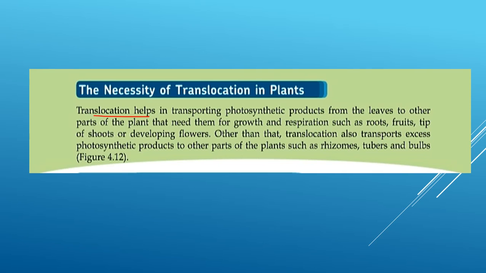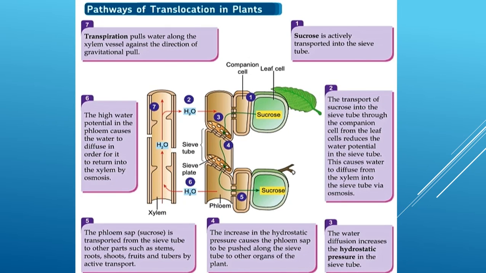Okay, translocation helps in transporting the product of photosynthesis from leaves to the other parts of the plants. Okay, such as root, fruit, tip of shoot, developing flower. Okay, so these are needed for growth. So other than that, translocation also transports excess photosynthesis product to the other parts of the plant. For example, rhizomes, tubers, and also bulbs. Okay, so this is the pathway of translocation in plant.